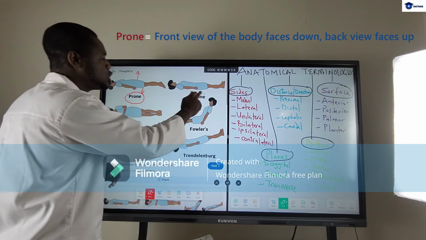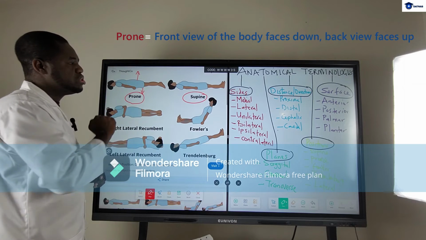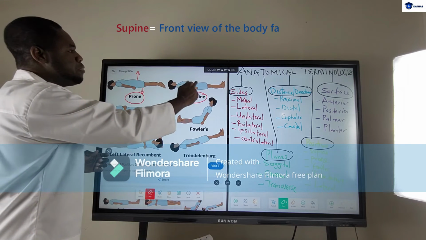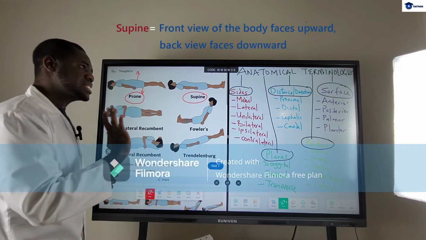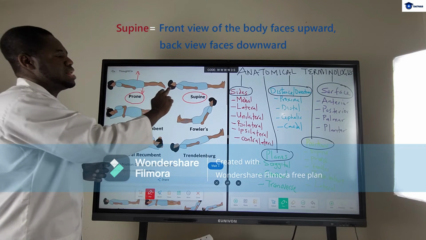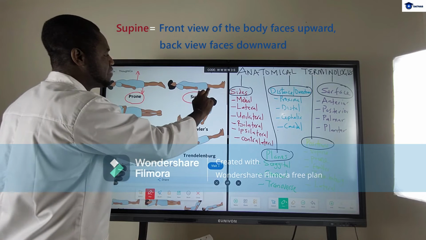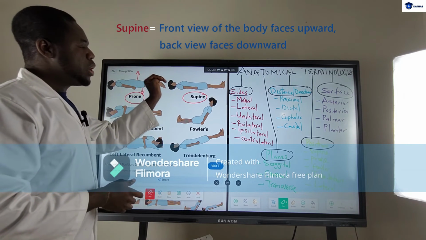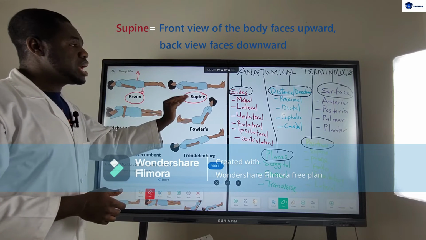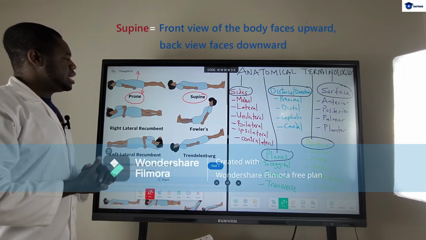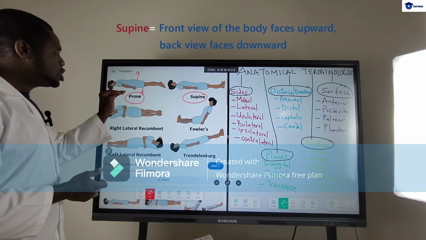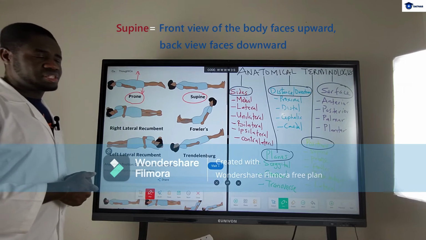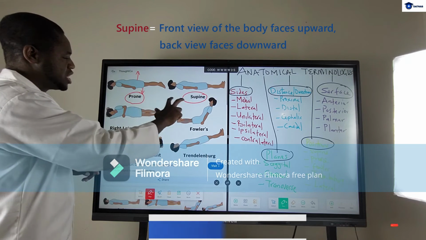So supine position is the opposite of prone. Supine position is a position where the face and abdomen face upward and the posterior surface, the back view, faces downward. It's a position where the patient lies on their back. And prone position is a position where the patient lies on their front. So it's just the opposite.